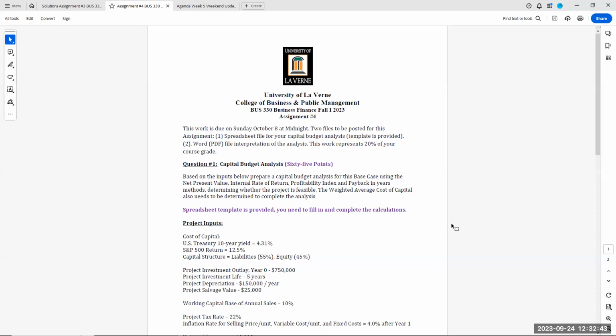But you can't do anything until you determine the cost of capital, and that's what you have to calculate in this problem. But let's take a look at the overall view of the assignment, and then you can chew on it and look at it as we begin week 6. This work is due on Sunday, October 8th. 2 files to be posted for this assignment. You need to post 2 files for this work to Blackboard on October 8th. One is the spreadsheet file, of which I give you a template that is provided.